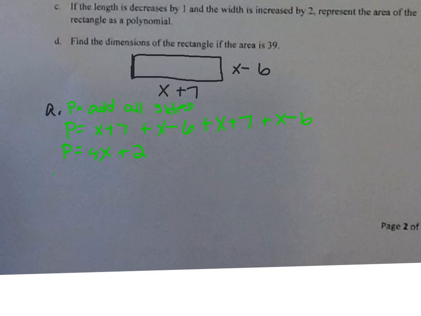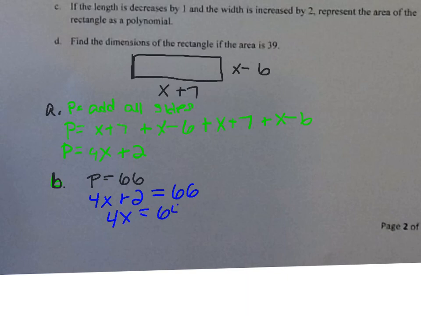B says, if the perimeter is 66, so now it's saying your perimeter is 66, find the dimensions. So in order to find the dimensions, you have to figure out what x is. You have to have this so that you can plug it in. All right, so I know my perimeter is 4x plus 2, so that has to be equal to 66. All right, so let's solve it. 4x equals 64. Divide both sides by 4.